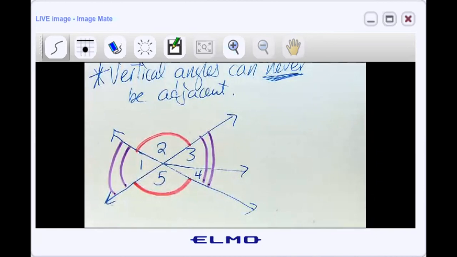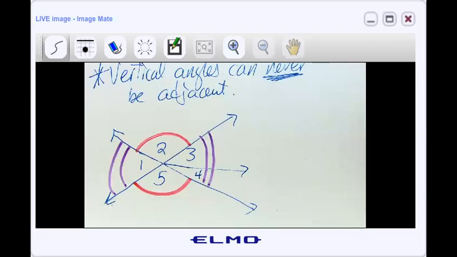Okay, be careful. I just wanted you to be aware that you can have angles that kind of feel like, oh, maybe that's vertical. They have to make an X with each other. Look for the X. Two straight lines that are crossing, and then it's your across-the-way neighbors.